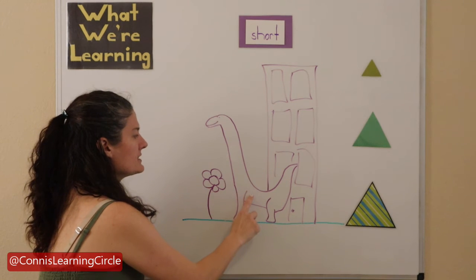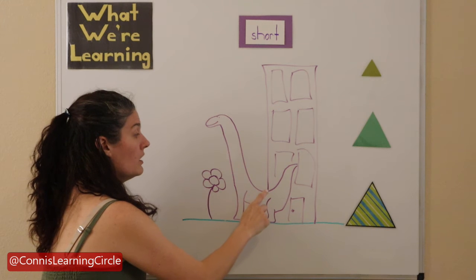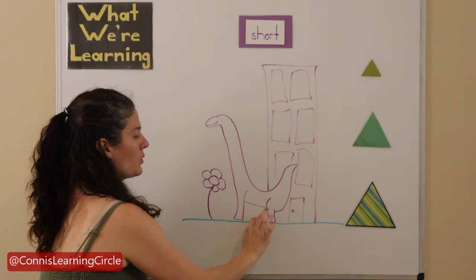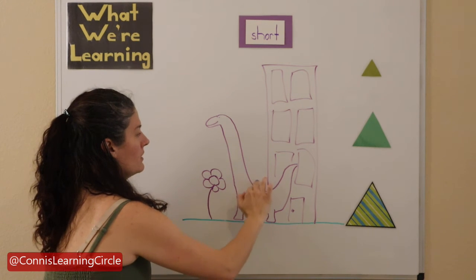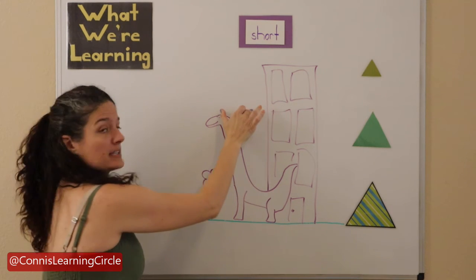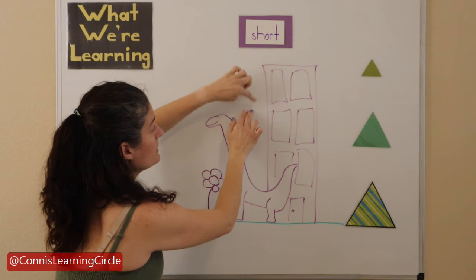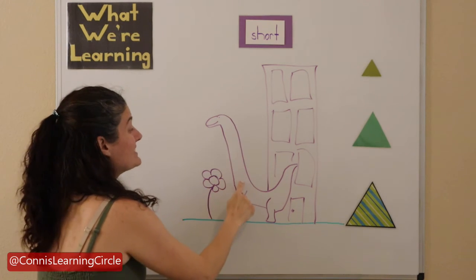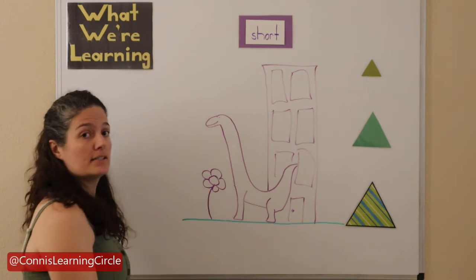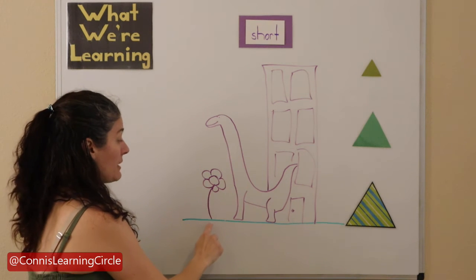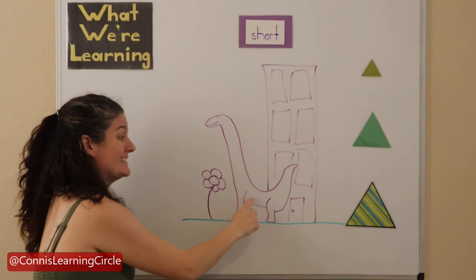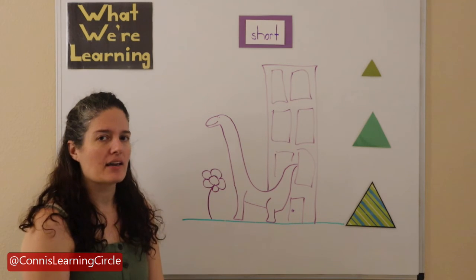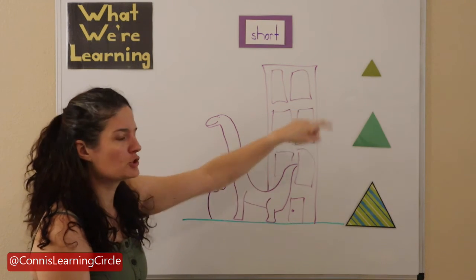Now, is the dinosaur short, or is the skyscraper short? All right, let's start walking and see. We made it to the top of our dinosaur. But look, there's still more space until we reach the top of our skyscraper. That means the dinosaur is short compared to the skyscraper. The flower is short compared to the dinosaur, but the dinosaur is short when we compare it to the skyscraper. Very good. I think we're ready to find our short triangle over here.